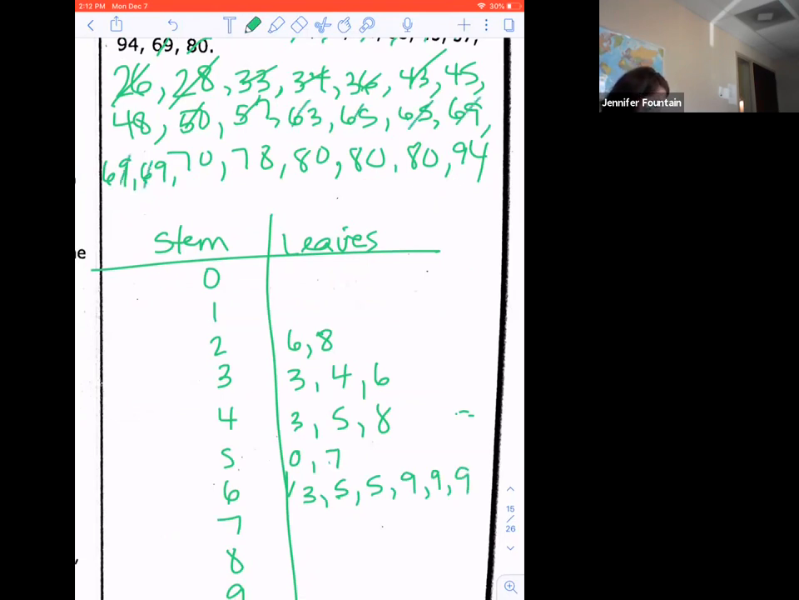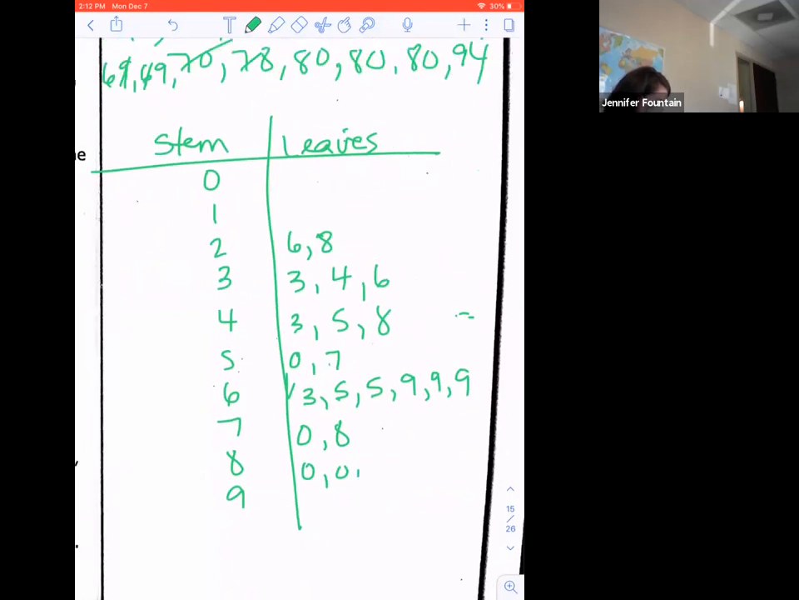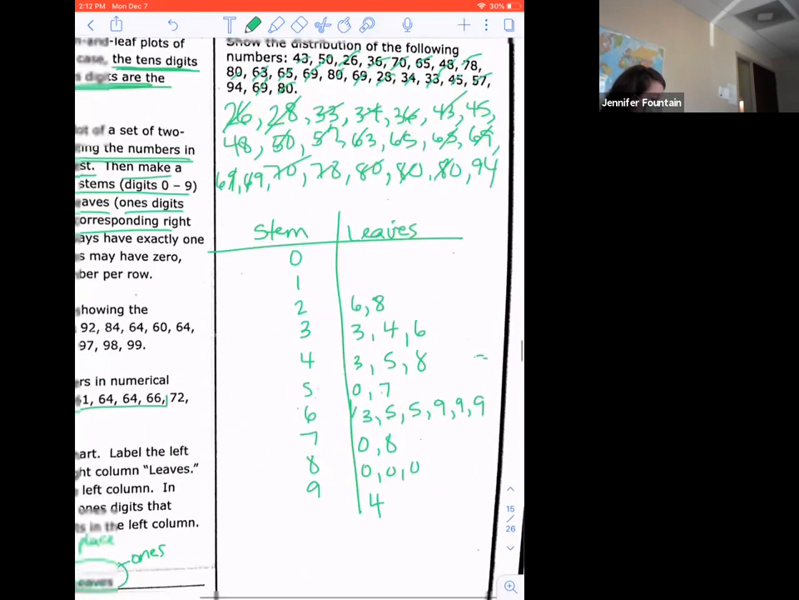All right, 70, I have a 0. 78 is an 8. 80, I have 2 zeros, 3 zeros. And for 94, I have a 4. So does everybody understand? The first thing I do is put my numbers in order from least to greatest. Then I make my two-column chart with stems and leaves. My stems I number from 0 to 9. And then the leaves I fill in based on how many of each number I have in my list.